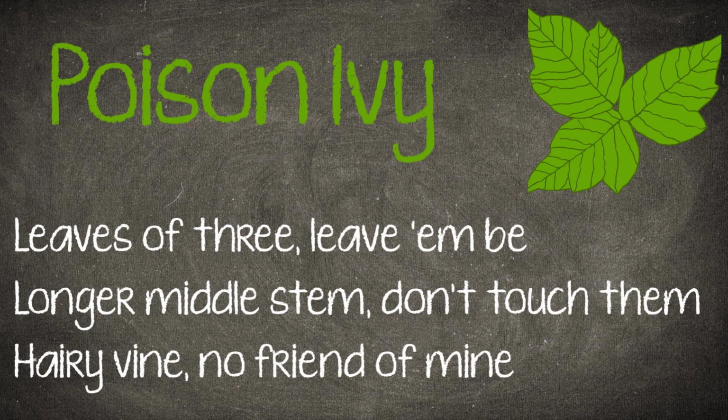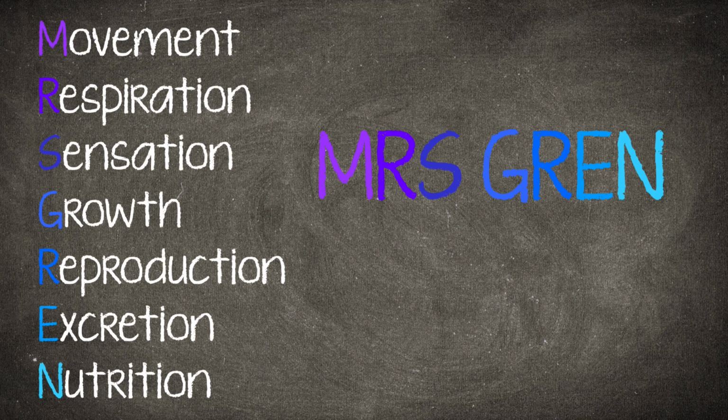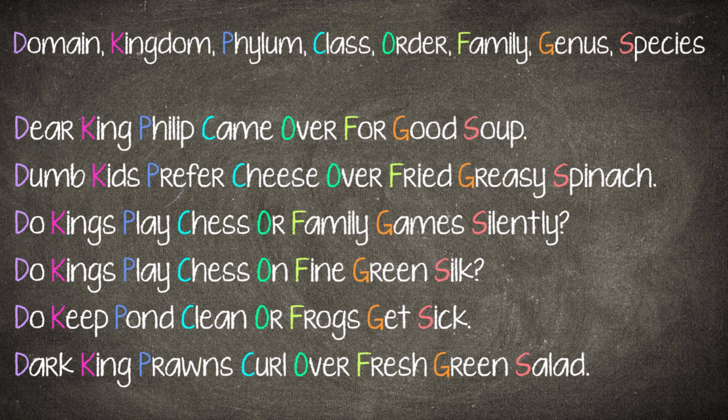To avoid an unfortunate encounter with poison ivy, remember leaves of 3, leave them be. Mrs. Grin reminds us of the processes that define living things. I think most of us probably said the phrase, King Philip came over for good soup in 9th grade biology.